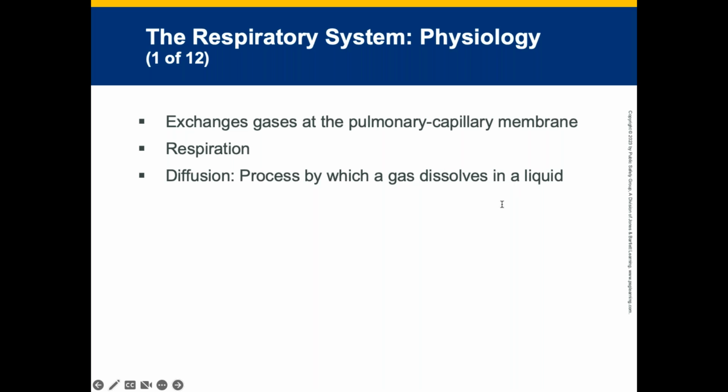All right. So the primary function of the respiratory system is to exchange gases at the pulmonary capillary membrane, or to conduct respiration. Respiration is the diffusion, which is the process by which a gas dissolves into a liquid. Oxygenated blood then enters the left side of the heart and is pumped into the tissues. Because there are so many alveoli, a fairly large surface area exists for respiratory exchange to occur.